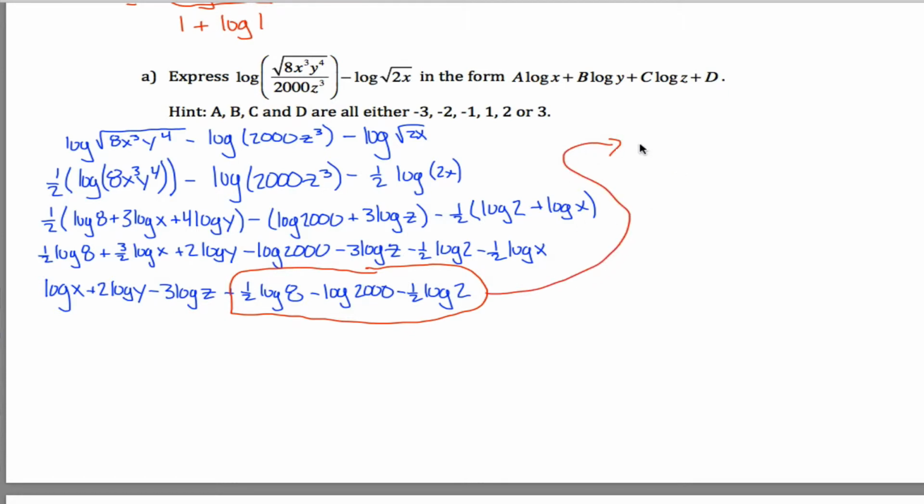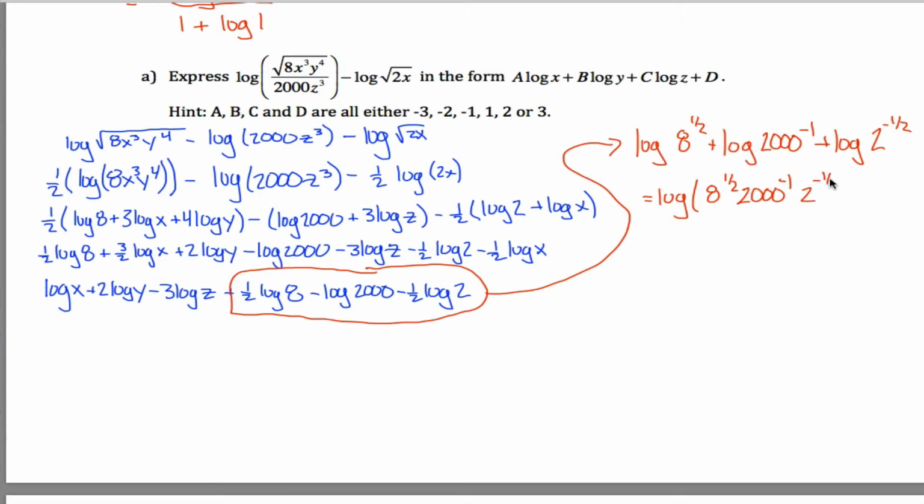And the way I can do that is I can say it's the log of 8 to the 1/2 plus the log of 2000 to the -1 power plus the log of 2 to the -1/2 power. And so I can put those all together and say that I got the log of 8 to the 1/2, 2000 to the -1, 2 to the -1/2. So I have the log of 8 to the 1/2 divided by 2000 times 2 to the 1/2.